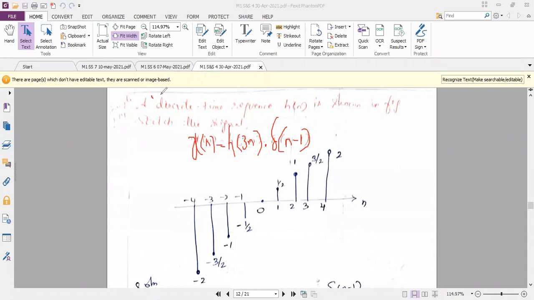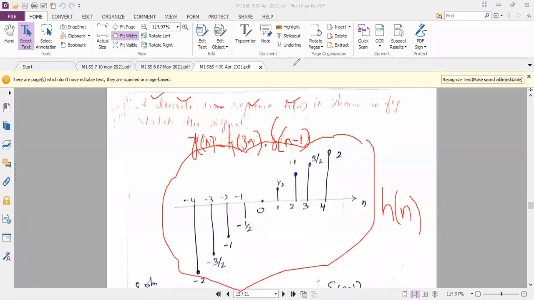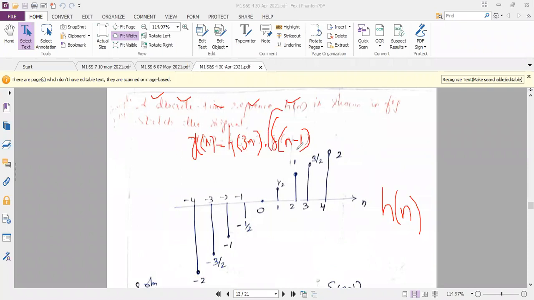The question is a discrete time sequence h of n. So that means h of n is given. A discrete time sequence h of n is shown in the figure. So the diagram shown here is h of n. Sketch the signal. Which signal do I have to sketch? I have to sketch x of n is equal to h of 3n multiplied with delta of n minus 1. They do not give the diagram for delta because we know how the diagram will be for delta. They have given only h of n.